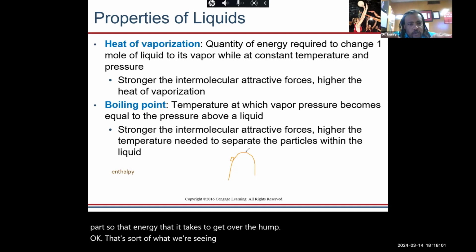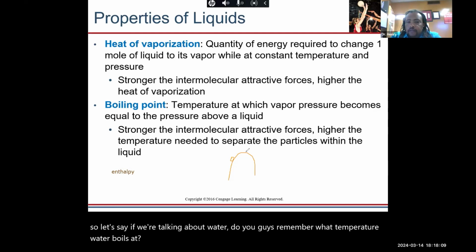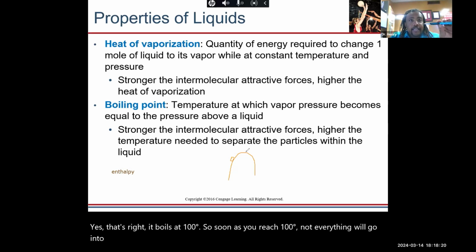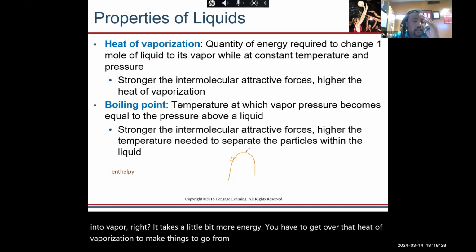So if we're talking about water, do you guys remember what temperature water boils at? 100 degrees. Yes, that's right. It boils at 100 degrees. So as soon as you reach 100 degrees, not everything will go into vapor. It takes a little bit more energy. You have to get over that heat of vaporization to go from liquid to gas.